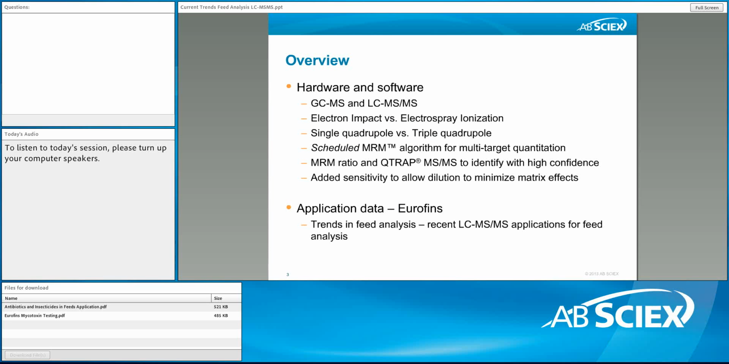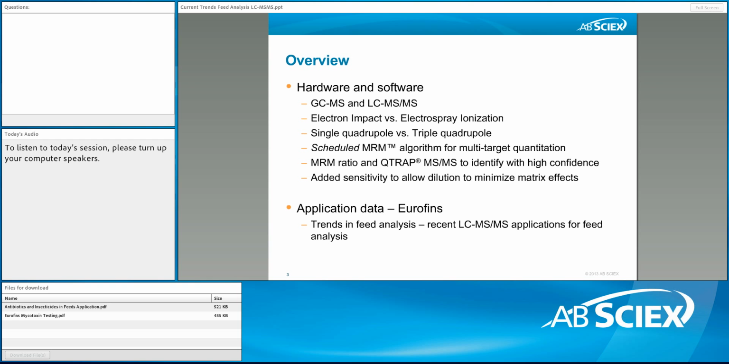I would like to give a little overview about LC-MS/MS hardware and software. I would like to compare that a little bit to GC-MS, compare different ion sources, different operation modes, to give you a big overview about LC-MS and how it's used best in the application area of food testing, how we can get high quality quantitative results and good confidence in identifying compounds.